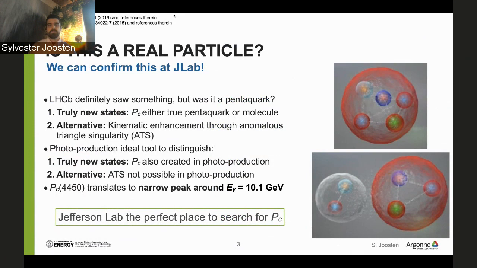Photoproduction, we realized, was a really good tool to try to distinguish between these two assumptions, because if it's truly a new state, especially if it's really a five quark state, you would expect to be able to easily produce them in photoproduction through the S channel. Whereas alternatively, the anomalous triangle singularity is not possible in photoproduction. And the 2015 narrow pentaquark states translate into a very narrow peak around a photon energy of 10.1 GeV, which is perfectly within reach of Jefferson Lab. So it's the perfect place to start trying to study these in a completely different channel.